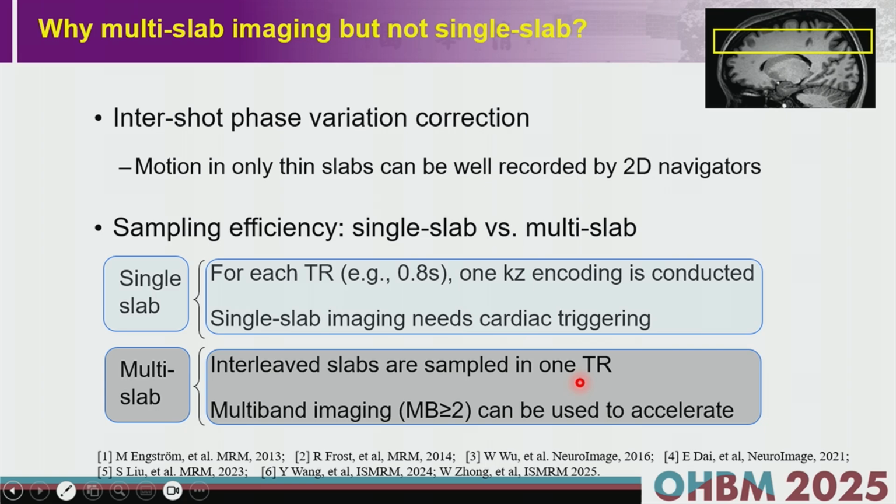You may also ask, why multi-slab but not a single slab? There are multiple reasons. The first one is the intershot phase variation, just as I mentioned. We found, also from other work, that motion in only thin slabs can be well estimated. Thin slabs can be estimated by 2D navigators, all right? Also, from a sampling efficiency point of view, for a single slab, in each TR, you can only acquire a single kz encoding. The time is wasted, you have to wait, all right?